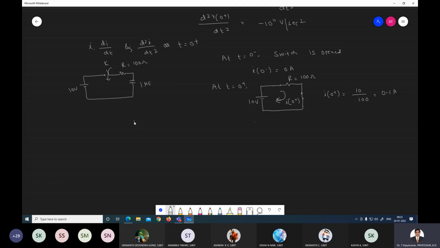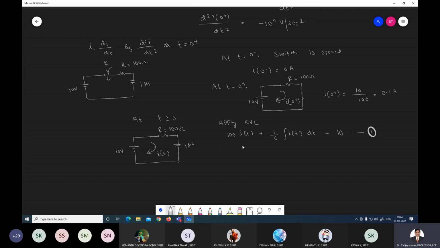Now at t greater than or equal to 0, what is the circuit? The switch is closed, and the resistor is connected to the capacitor. This is our 10 volts, R is equal to 100 ohms, and C is equal to 1 microfarad, and this is the current i of t. Now apply KVL. We can write 100 into i of t plus 1 by C integral of i of t dt minus 10 is equal to 0, that is equal to 10. Call this equation 1.